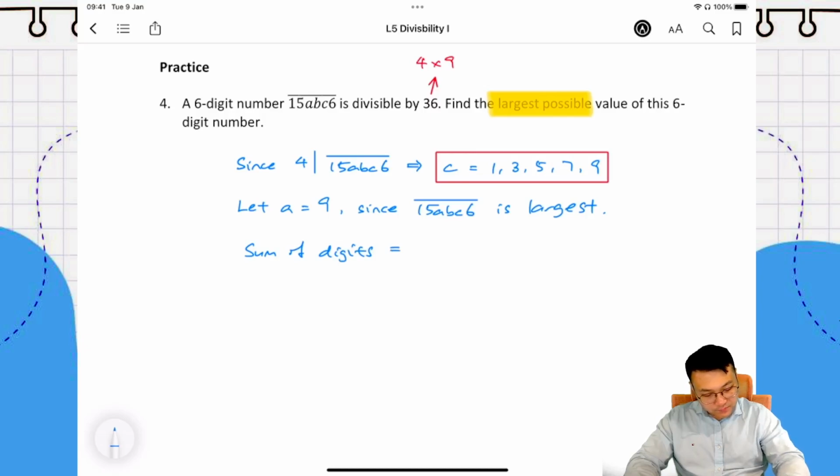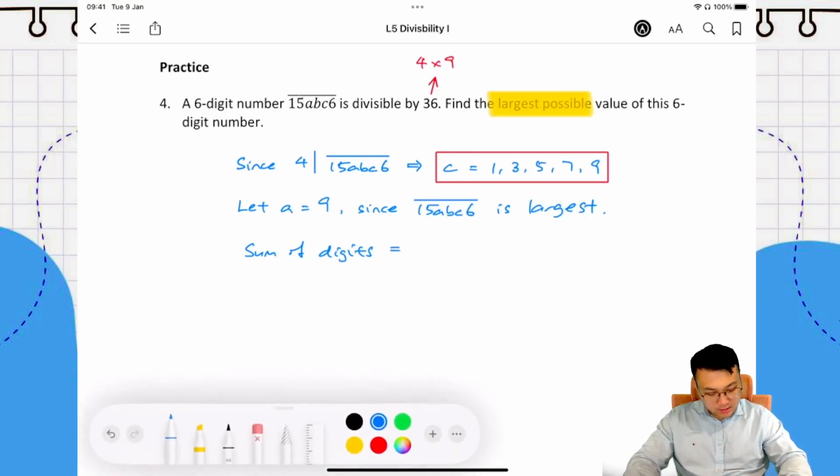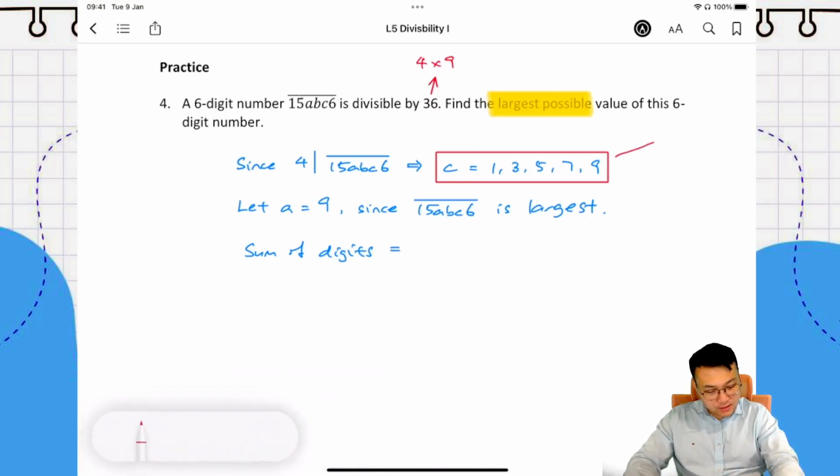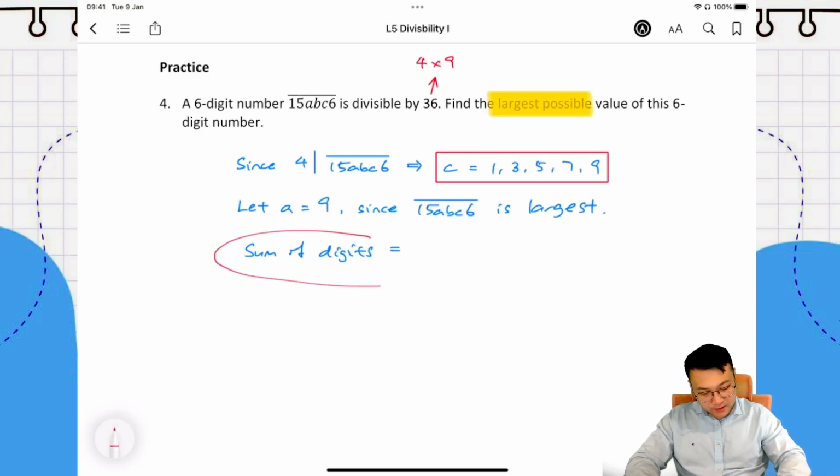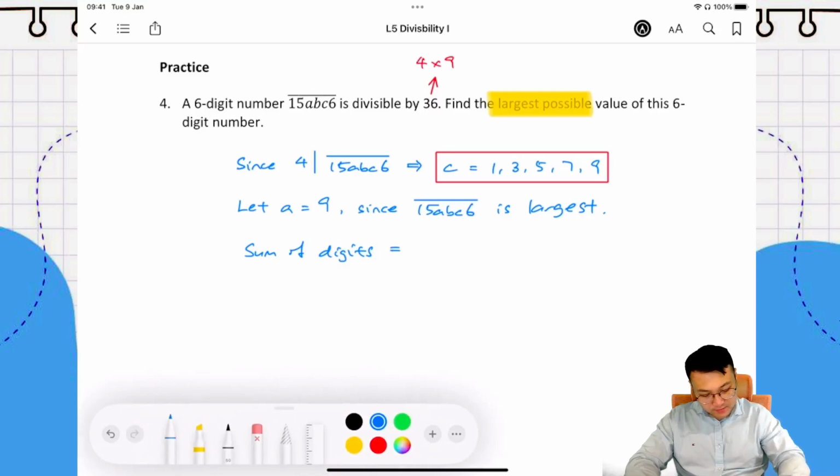Wait, hold on. Before I move on, CJ, just to confirm, you understand why C must be 1, 3, 5, 7, 9? Yeah. Why? So that it will be divisible by 4. Ah, very good. Now, why am I finding the sum of digits? To make sure it's divisible by... It can be divisible by 9. Yes. Okay, come, let's find the sum of digits.